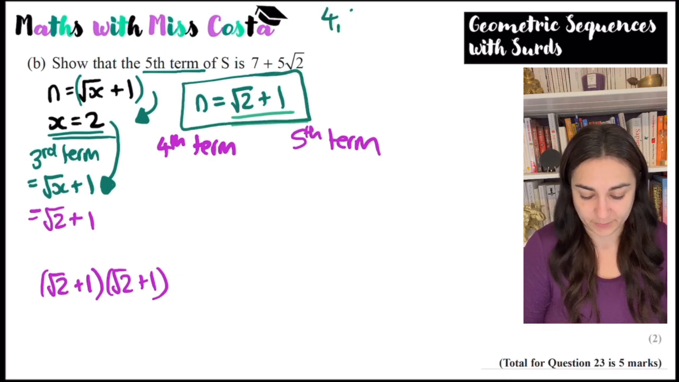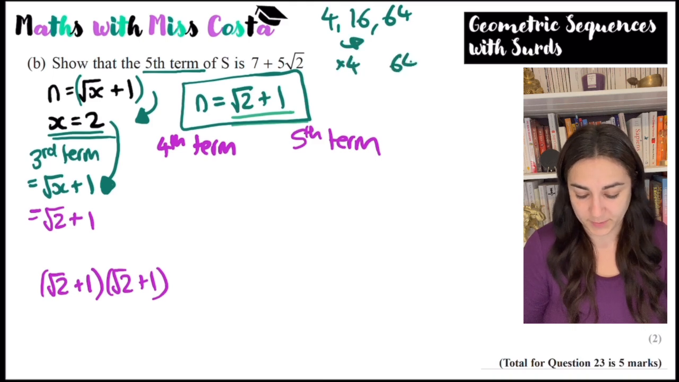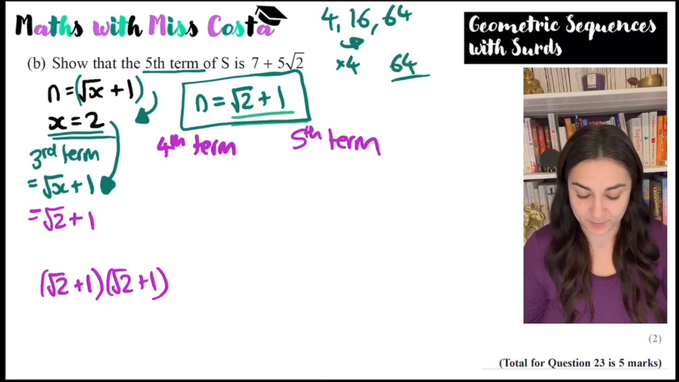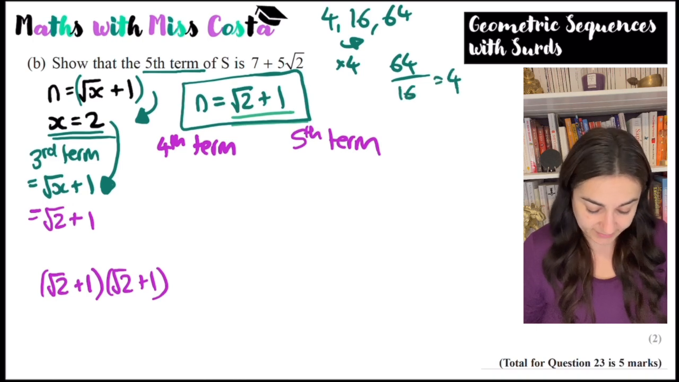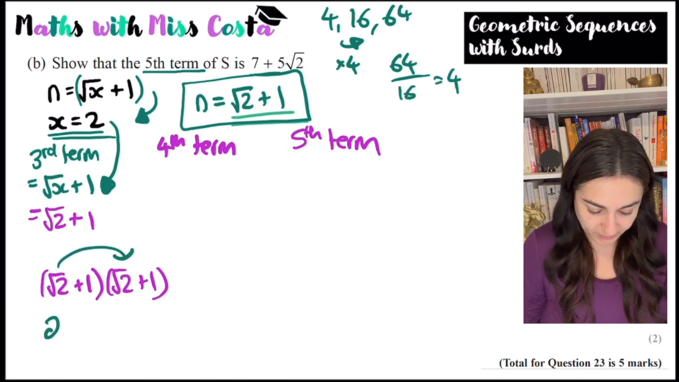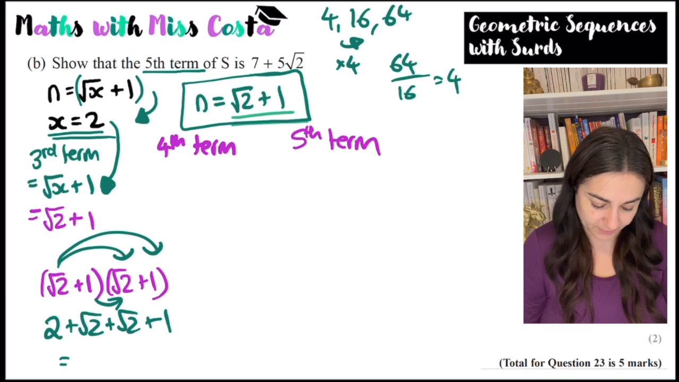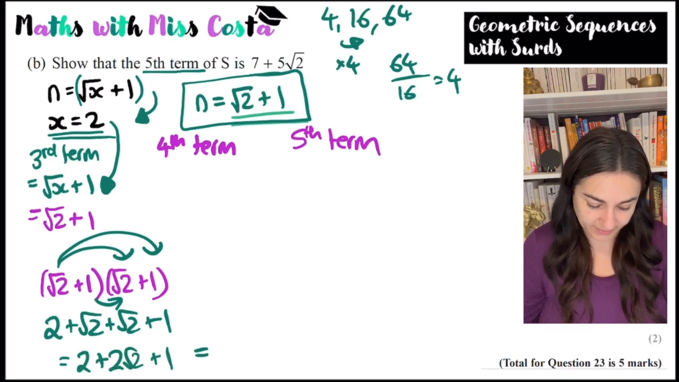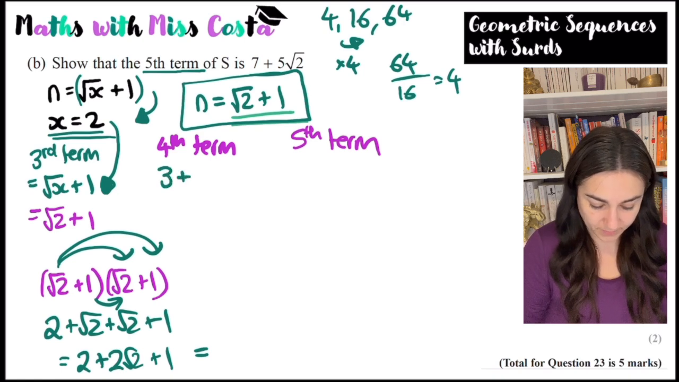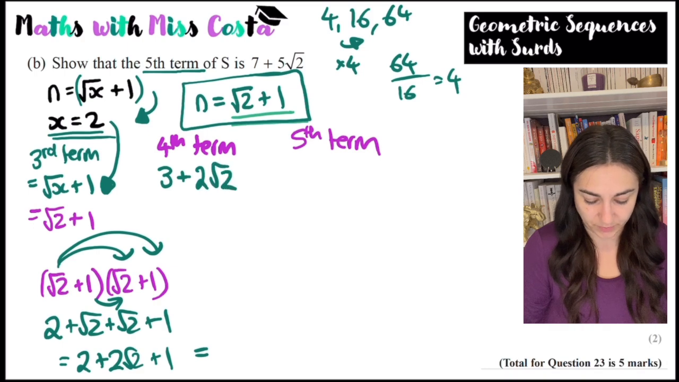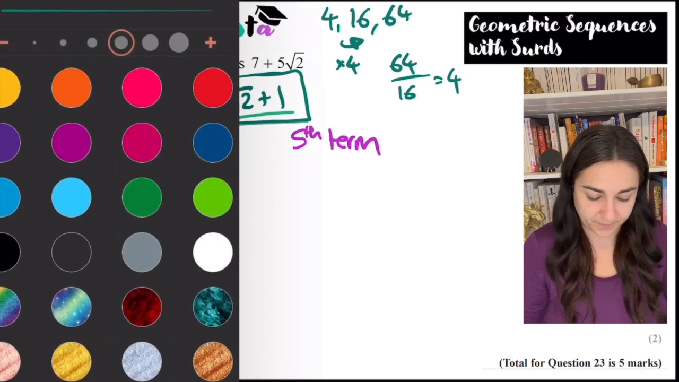Remember, in geometric sequences, whatever you multiply by, you figure it out by doing the next term divided by the previous term. So root 2 times root 2 is 2. Root 2 times 1 is root 2. 1 times root 2 is root 2, and that's 1. So that would give me 2 plus 2 root 2 plus 1, which is 3 plus 2 root 2. So that's the fourth term.